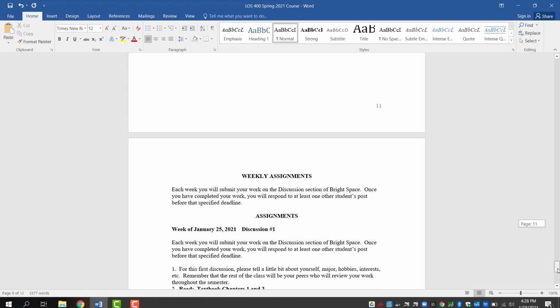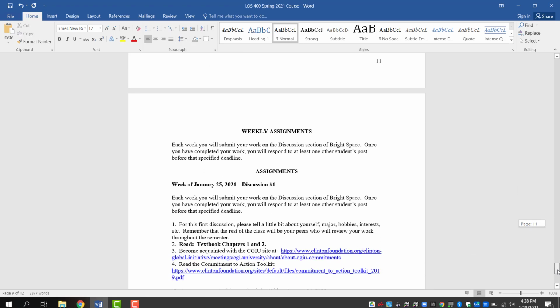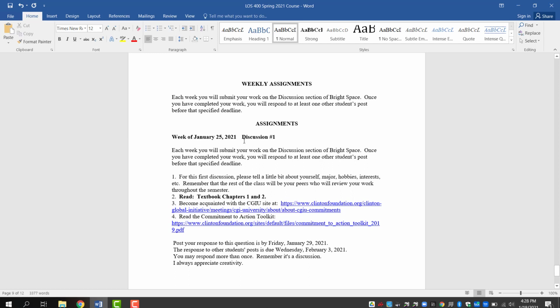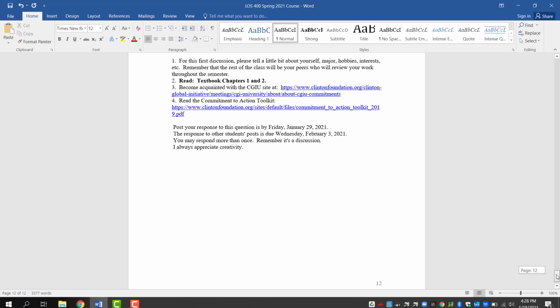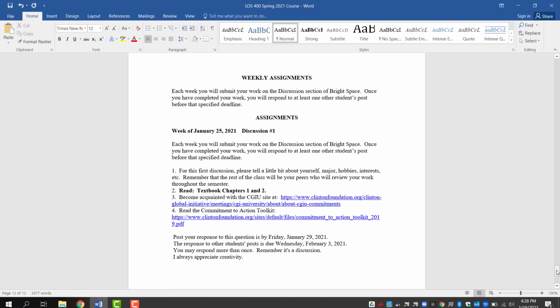Now, this is submitted on Brightspace, and this is a fluid syllabus. What I mean by that is that notice for the first week, this is the only assignment that I posted. On some of my syllabi, I put all the assignments for the whole semester. But this is going to be a syllabus that reflects and reacts to the students in this classroom.